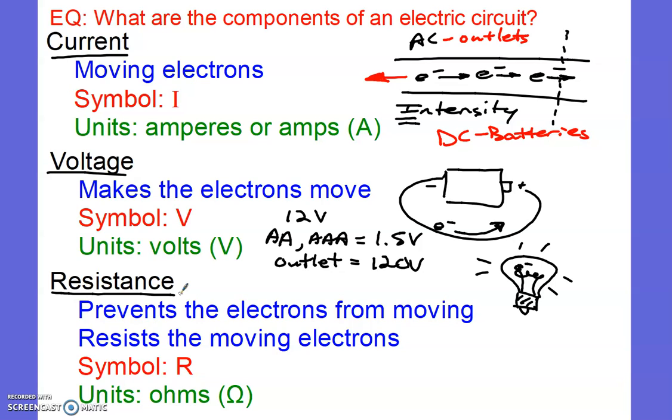A shorter wire has less resistance than a longer one. A thicker wire has less resistance than a thinner wire. A colder wire has less resistance than a hotter one. And wires made out of copper have a very small resistance compared to other materials like aluminum because copper is an excellent conductor. And by a conductor, I mean it allows the electricity to go through it.